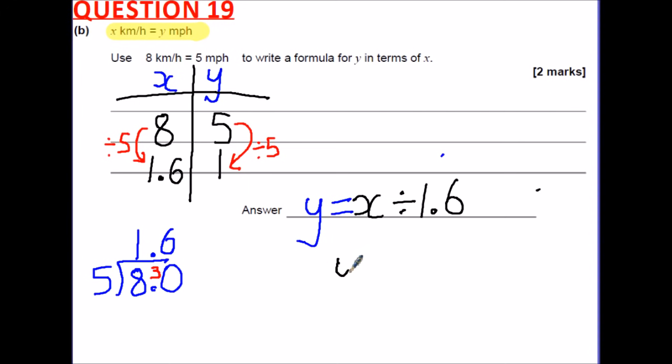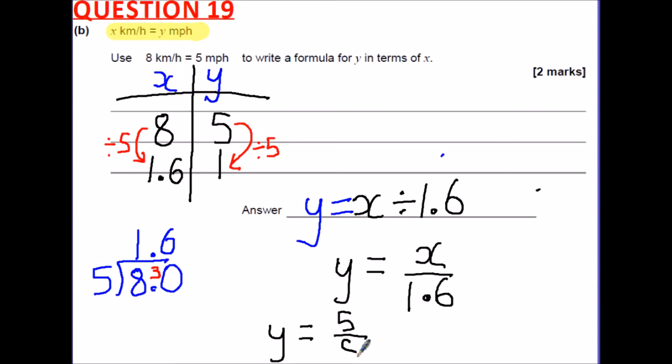We could say y equals x divided by 1.6. Another way of saying this equivalently is that y equals 5/8 of what x is. For my money, that's quite a hard question, and I do think it's quite a tough one, especially for 2 marks, but there you go. So y equals x divided by 1.6, or y equals 5/8 x.